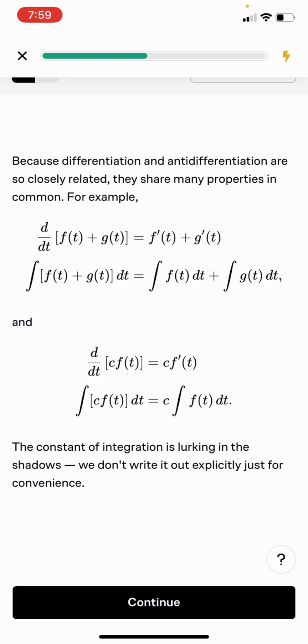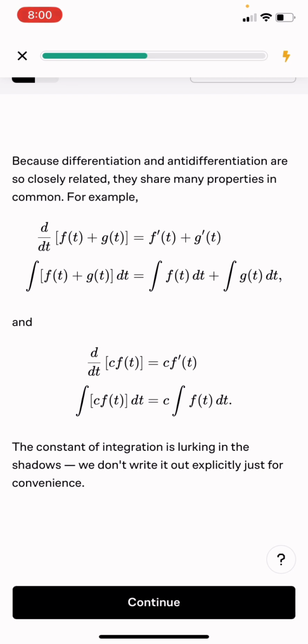Because differentiation and anti-differentiation are so closely related, they share many properties in common. For example, the derivative of f(t) plus g(t) equals f prime(t) plus g prime(t), or kind of the same, the integral of f(t) plus g(t) dt equals the integral of f(t) dt plus the integral of g(t) dt, or just splitting them apart. And d over dt of c f(t) equals c f prime(t), and the integral of c f(t) dt equals c times the integral of f(t) dt.